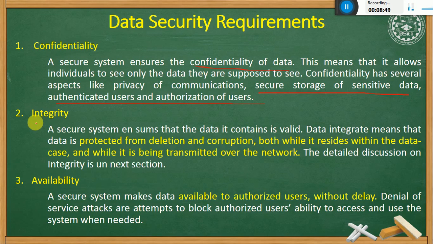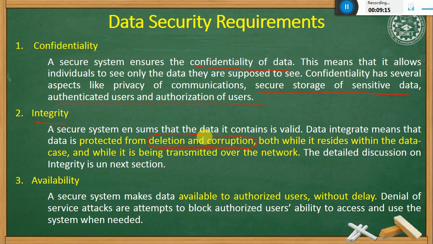Next, integrity. Integrity is the second requirement of data security. Integrity means protecting the data from deletion and corruption. These are the two basic factors of integrity. So integrity is nothing but protection against deletion and corruption.